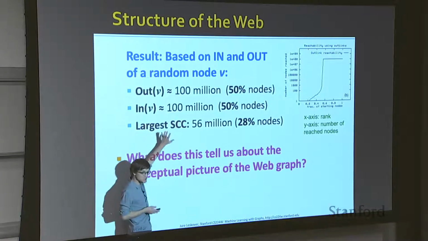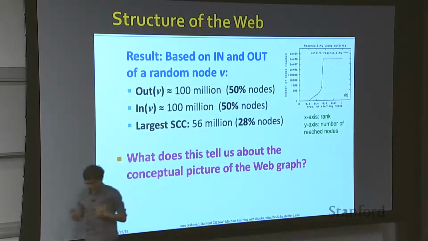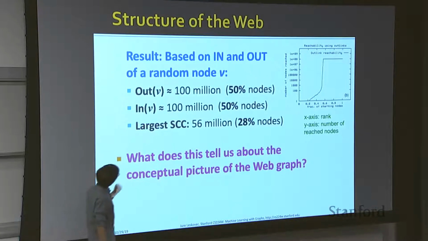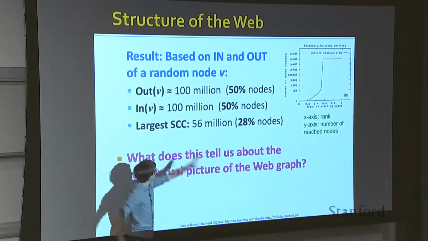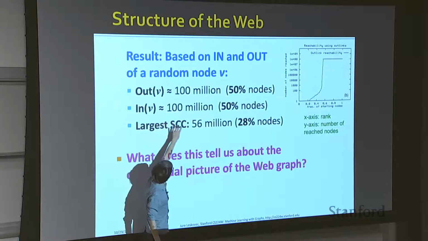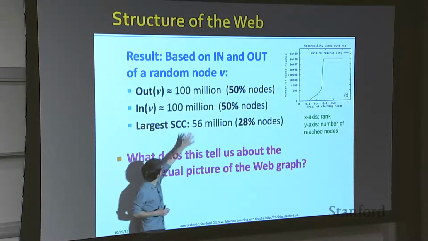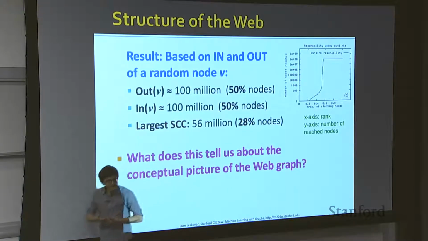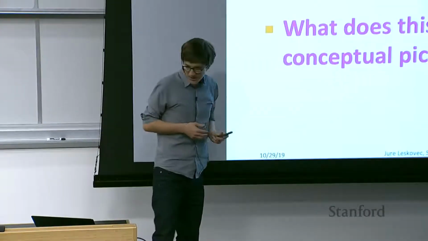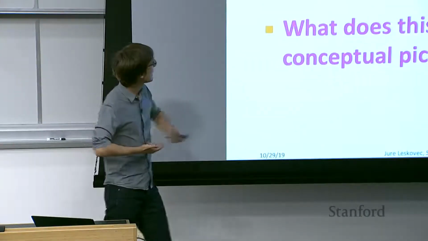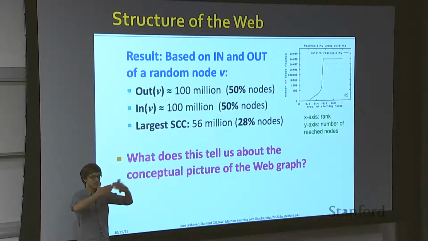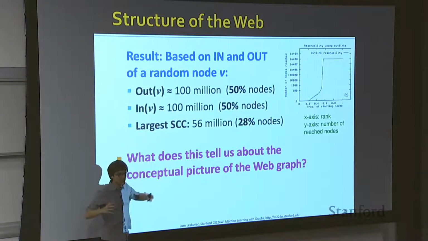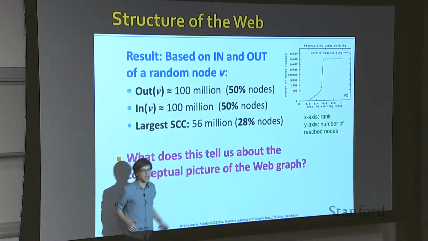And based on just this analysis, they come up with a conceptual picture of the web. So what do we know? We know that the out component is about 100 million. We know that the in component is about 100 million. And we know that the two components have 56 million in the overlap. So you can compose this and say, aha, I have two sets. They are initially 100 million, they have 50 in the overlap, so together this is about 150 million different nodes. And there is another 50 million scattered somewhere.